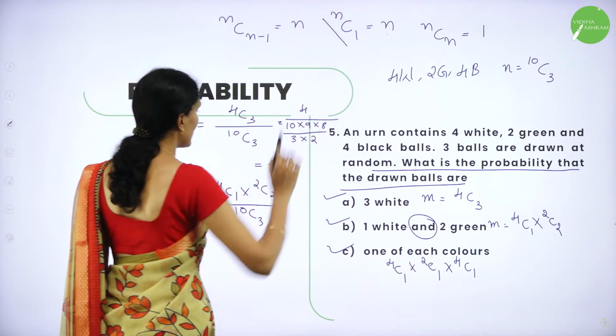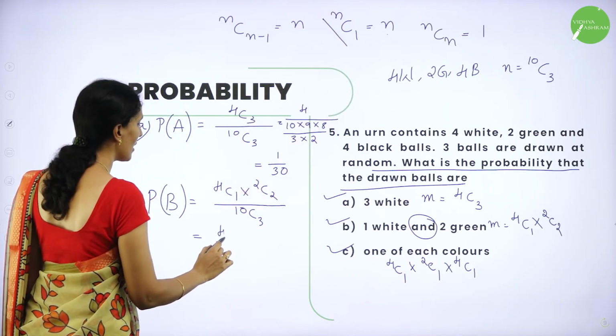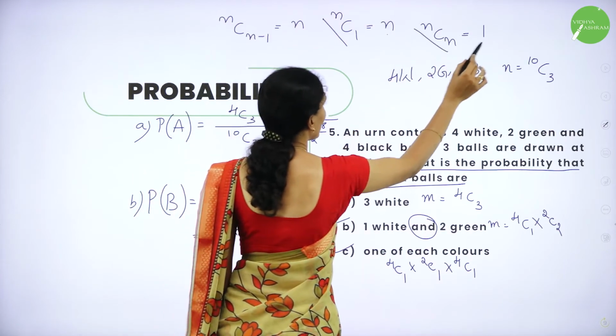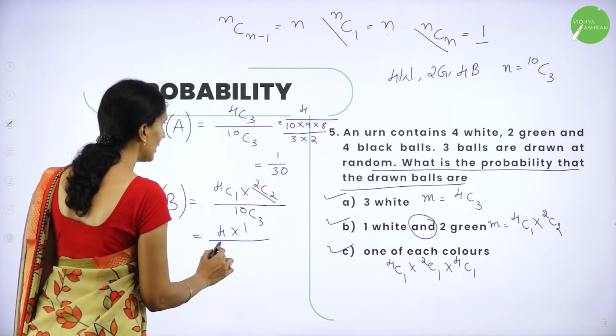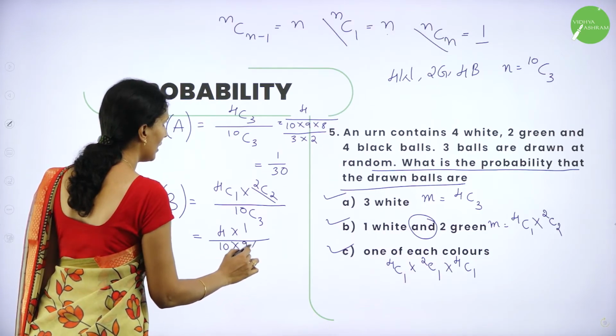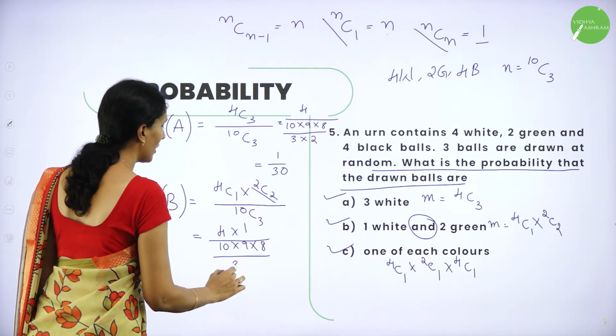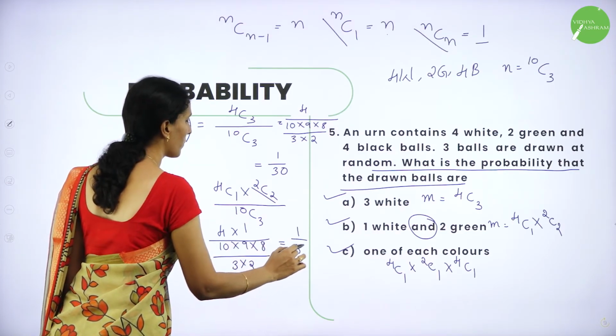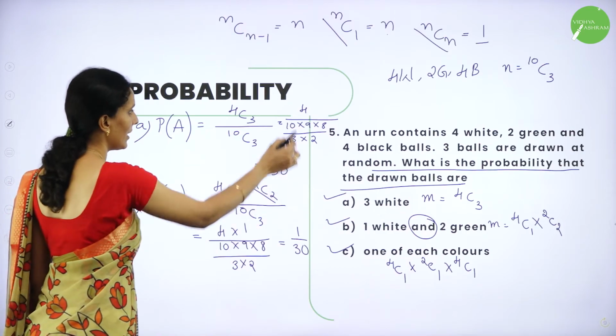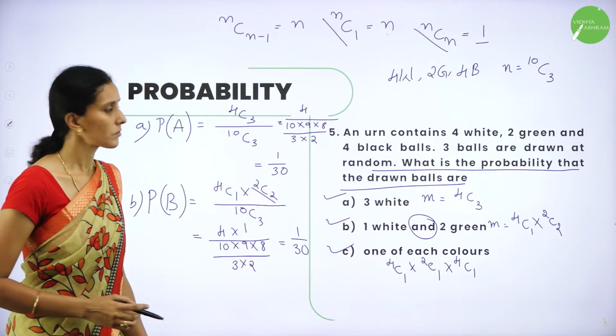nC1 can be written as n, so 4C1 can be written as 4. nCn can be written as 1, so 2C2 can be written as 1. And here again it is 10, 9, 8 divided by 3 into 2. On calculating this again, I will get 1 by 30. You can see here we have the same calculation.